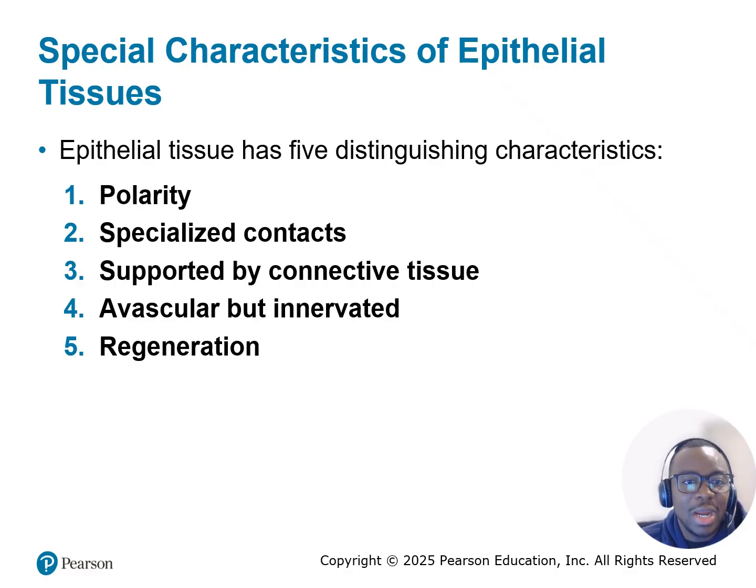Epithelial tissue has 5 distinguishing characteristics. Number 1 is polarity. Number 2 is specialized contacts. Number 3, they are supported by connective tissue. Number 4, they are avascular but highly innervated. And finally, they have a high regenerative capacity. We will review each characteristic over the next slides.